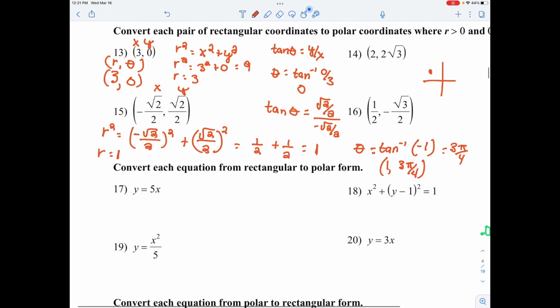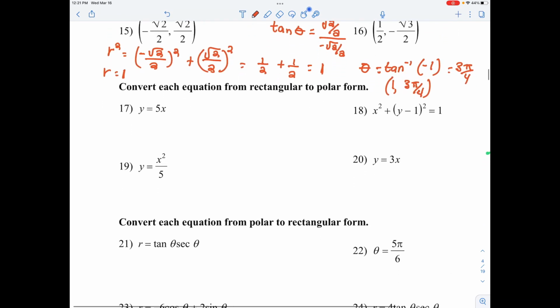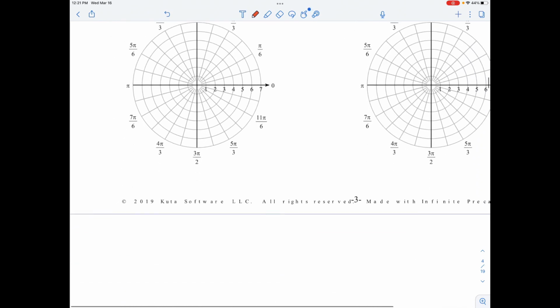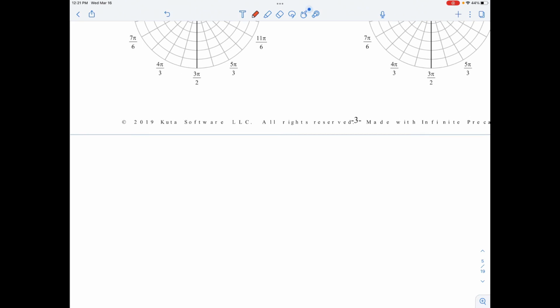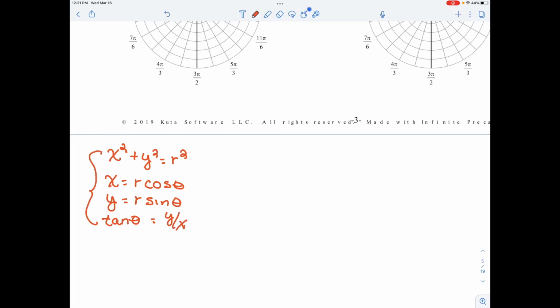Okay? And then now we're going to convert. So to convert, let me get a new page here. We have to remember several equations. One is x squared plus y squared equals r squared. We need to remember that x is equal to r cosine theta, y is equal to r sine theta, excuse me, and tangent of theta is y over x. These four formulas you need to memorize and know. And you're going to need them as we go back and forth from one to the other.